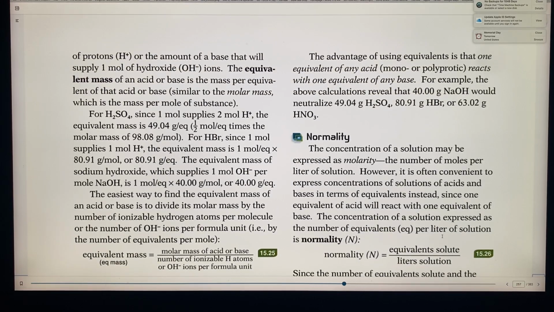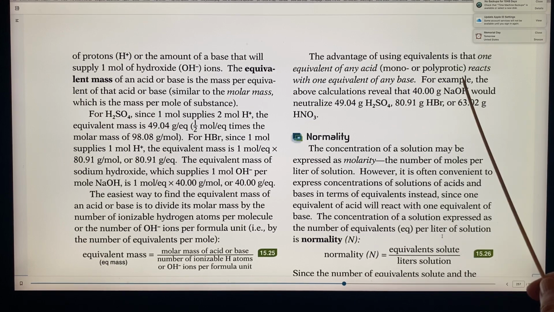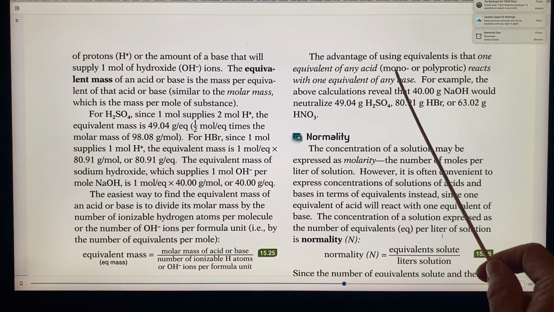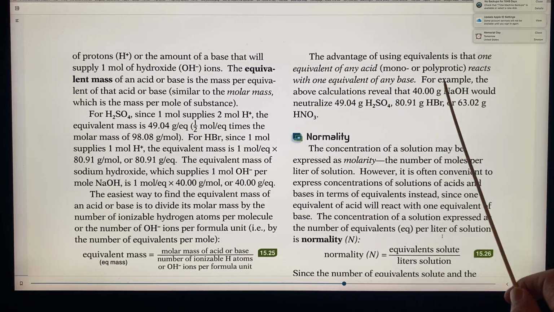So the advantage of using equivalence is that one equivalent of any acid reacts with one equivalent of any base. But we have to know that some of those bases are monoprotic and some are polyprotic, having twice as many or 3 times as many. So that's the advantage, because we have to divide it out by those monoprotic pieces. So that's the only difference between equivalent and molar.